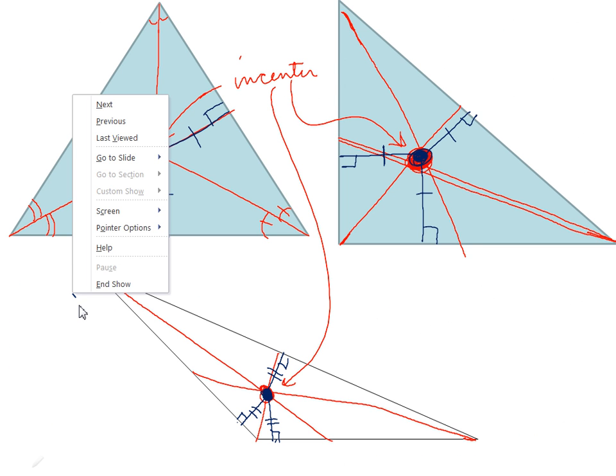Now, a theorem that goes right along with that, I can't remember if they give this theorem in this book or not. Try to find out right now.